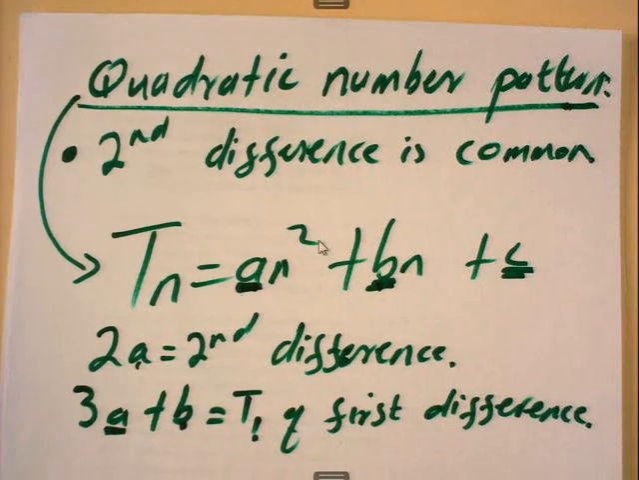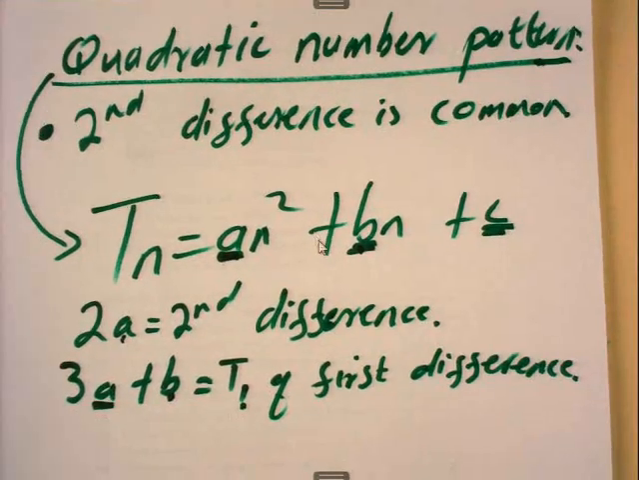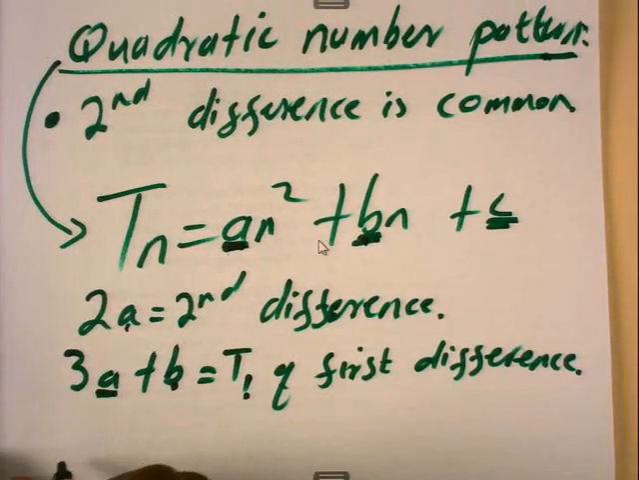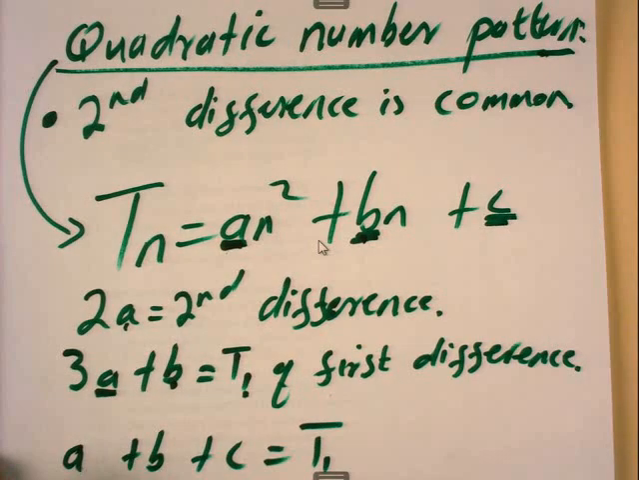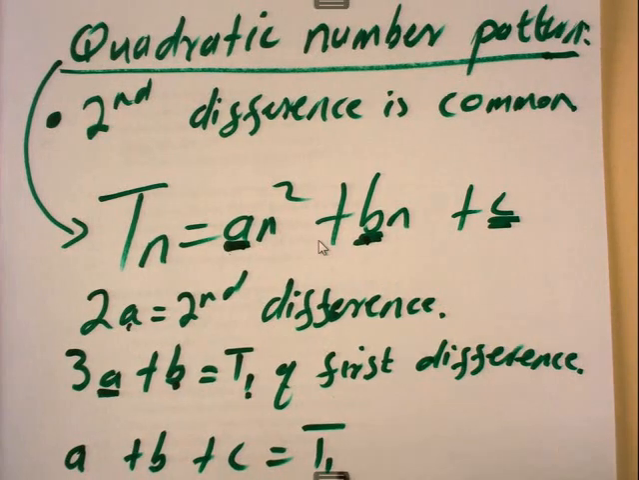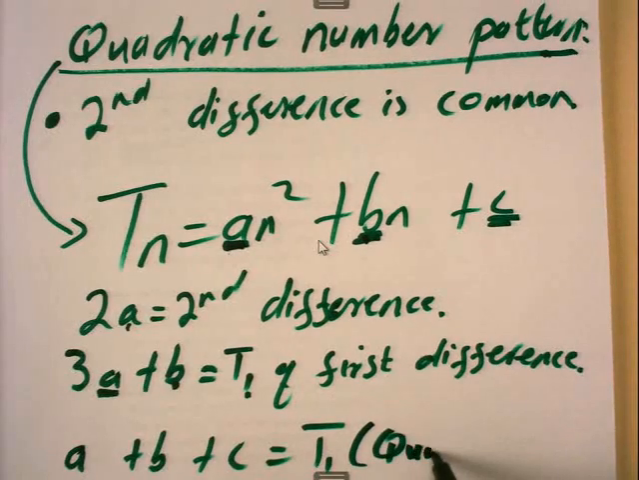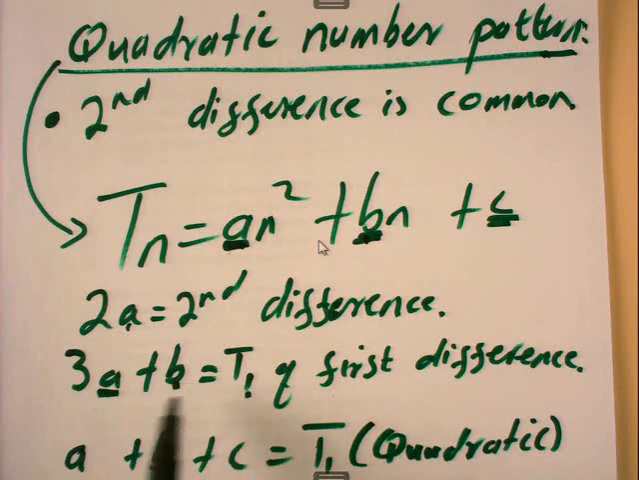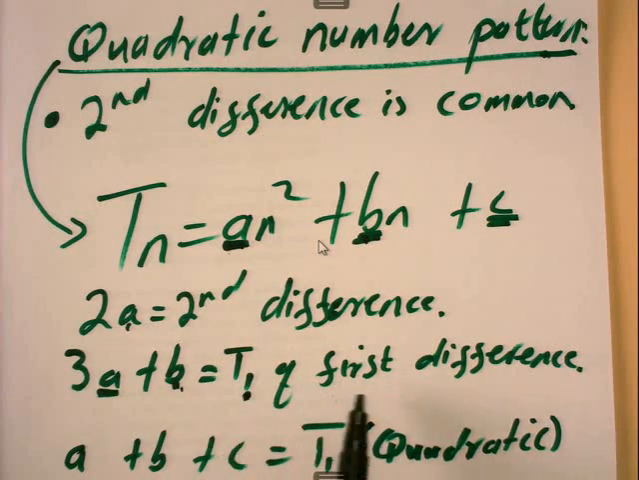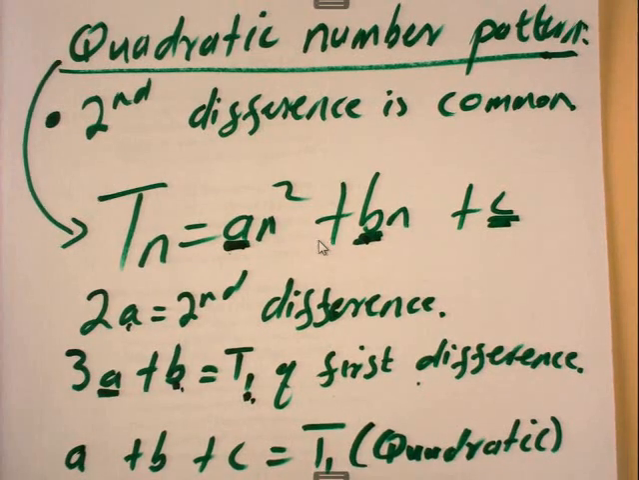Then the last aspect: how do we determine the value of C? Remember, A plus B plus C must be equal to the first term of the quadratic number pattern. To determine the value of B, we said 3A plus B equals the first term of the first difference. Here we say A plus B plus C equals the first term of the quadratic number pattern. That's how we go about solving a quadratic number pattern.